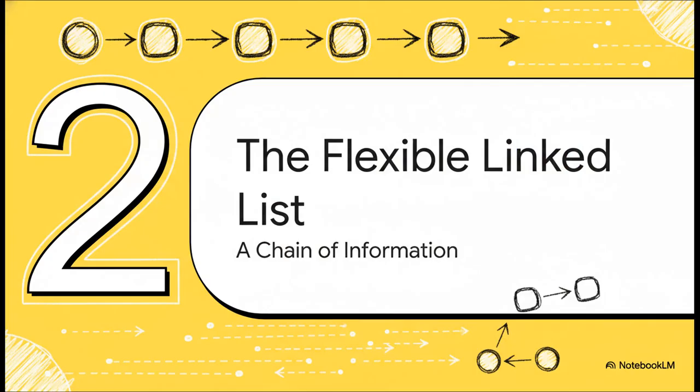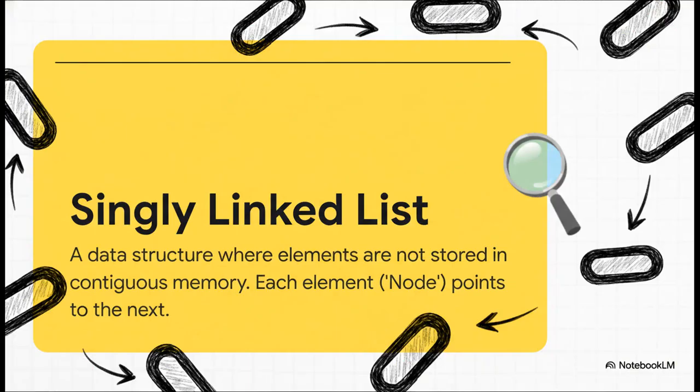Okay, so let's meet the flexible alternative, the singly linked list. I want you to stop thinking about a rigid box and start thinking about a dynamic chain. See, instead of one giant continuous block, it's a series of individual links. The cool part is, each link can be stored anywhere in memory. Why? Because each one holds the exact address of the next link in the chain. This means we can grow or shrink the list whenever we want without all that shuffling. This flexibility, it's a total game changer.